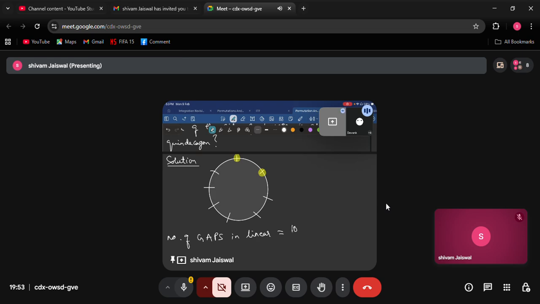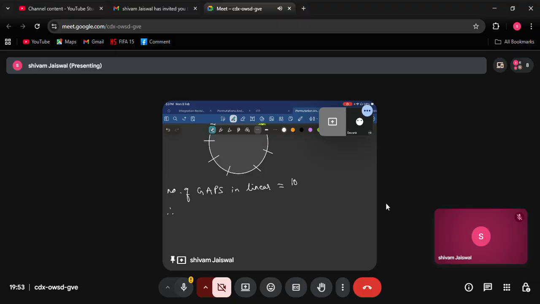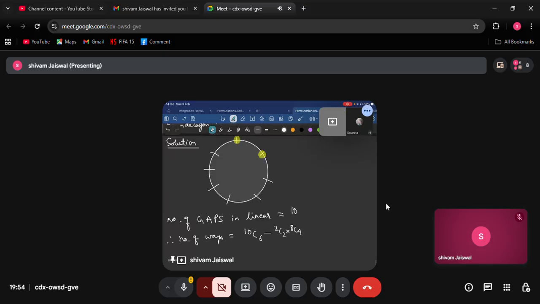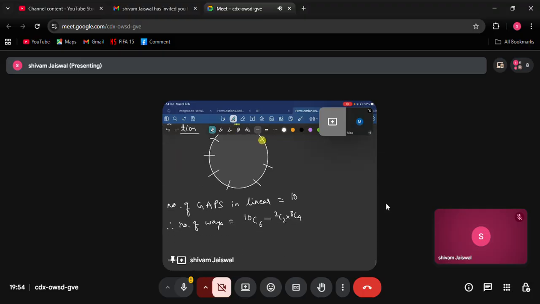Out of the 10 gaps, we need to select how many gaps? Tell me, Anandit. We need to select 6 gaps. So 10C6. From here, we need to subtract those cases when we are selecting the first and the last gap. Minus 2C2 into 8C4. Right, tell me, Anandit, Devansh, Samita, are you getting? Is it clear? Yes, sir. Okay.